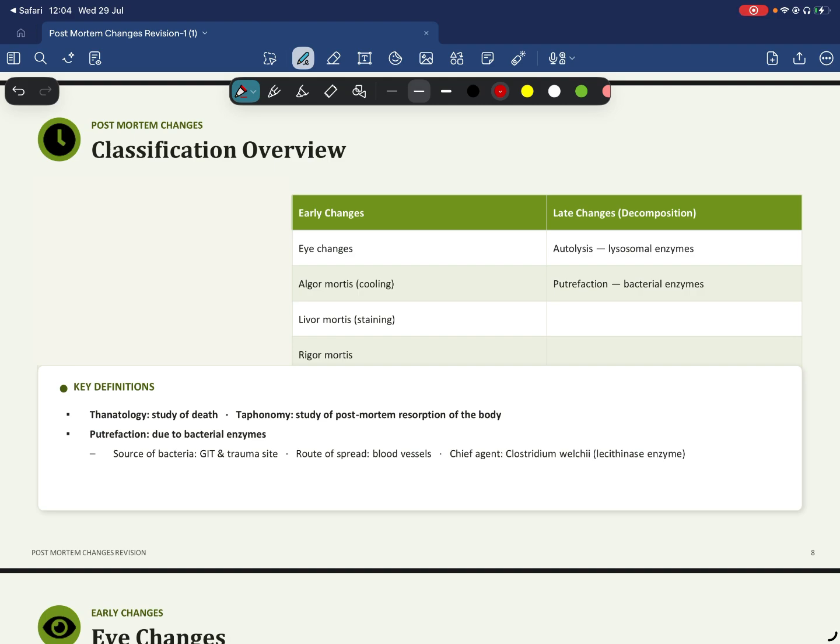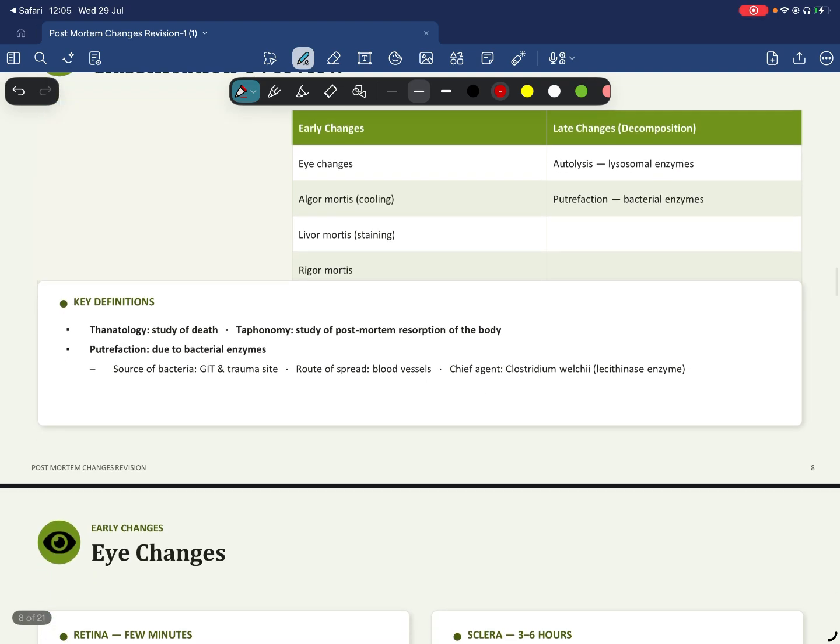Coming to changes seen after death, we have early changes and we have late changes. Early changes can be seen in the eye. We have algor mortis, livor mortis, and rigor mortis. Late changes seen are putrefaction and autolysis due to lysosomal enzymes and putrefaction due to bacterial enzymes. Thanatology is defined as the study of death, whereas taphonomy is the study of post-mortem resorption of the body.